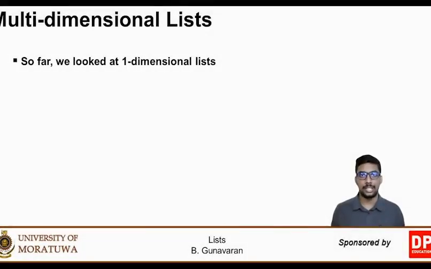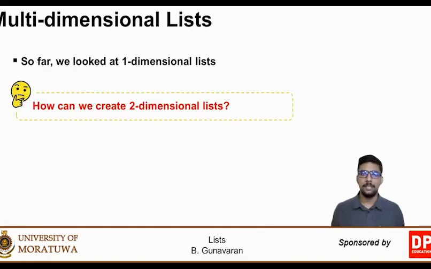The next topic we are going to cover is multidimensional lists. So far, we looked at one-dimensional lists where a set of values are stored between square brackets. An important question at this point is, how can we create two-dimensional lists? Before answering that question, we should ask ourselves, do we need two-dimensional lists?